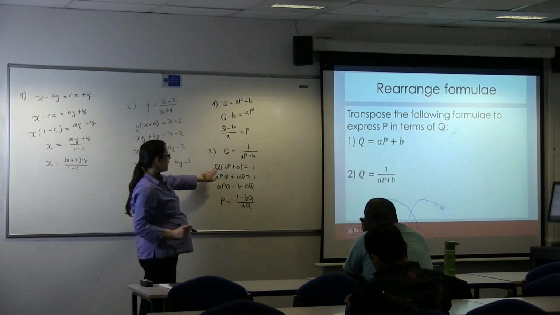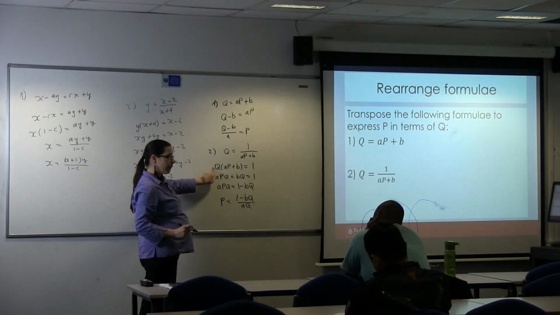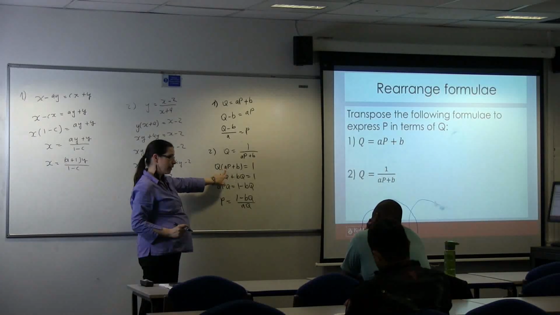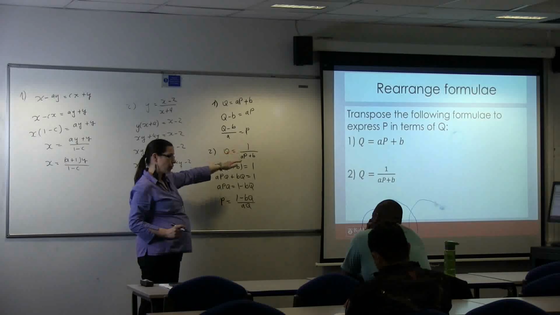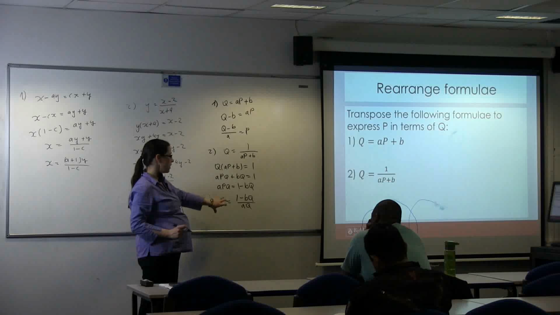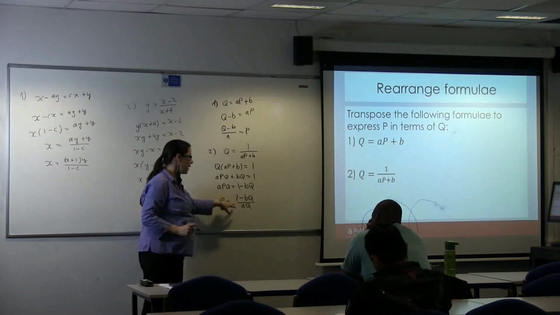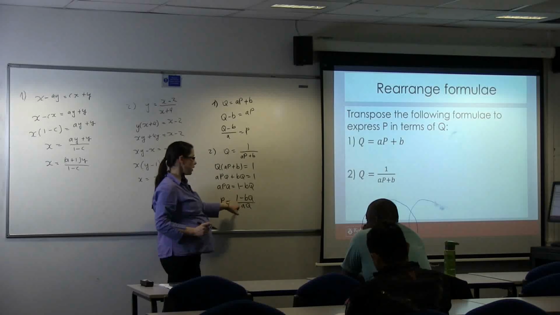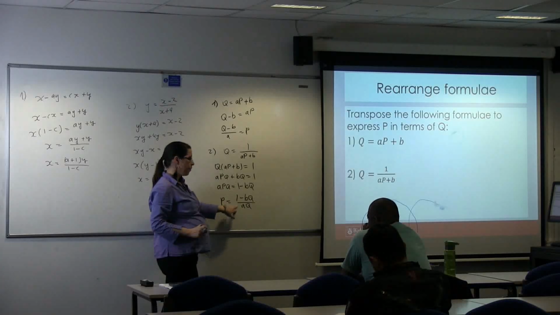I could have divided by Q here, taken away B and divided by A, but then I would have ended up with a fraction on top of a fraction. And that's a little bit more difficult to see. If you're familiar with fractions, you probably would have been able to rearrange it into the same form, but might as well be easier to go this way.